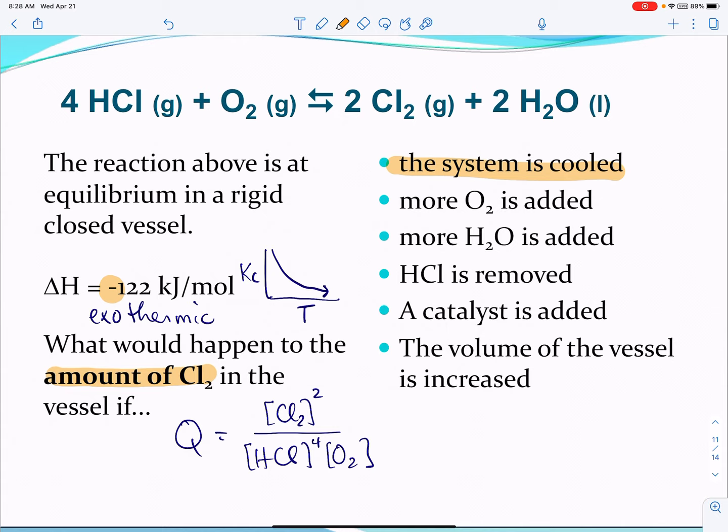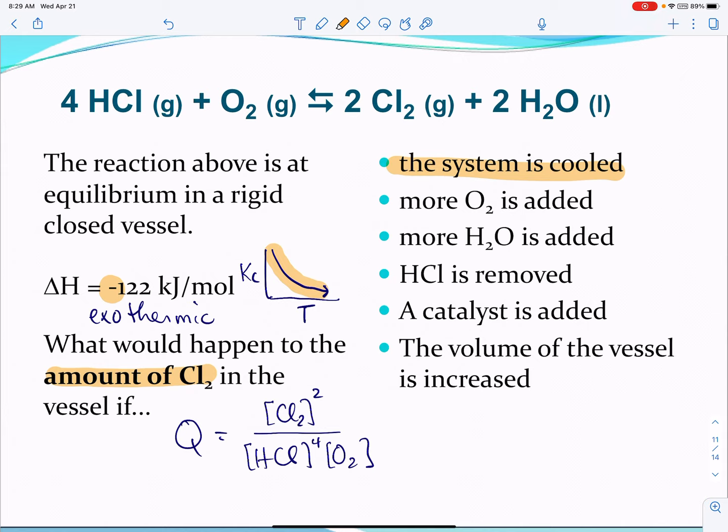That would be the first thing I would put in my answer. Q does not change. But looking at the graph that we sketched, we can see that when you cool the system down, you lower the temperature, the Kc gets bigger, right? So that would be the next thing I would say. Because this reaction is exothermic, cooling causes Kc to increase.